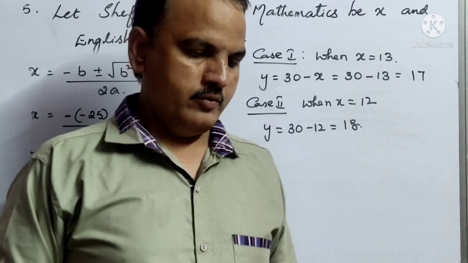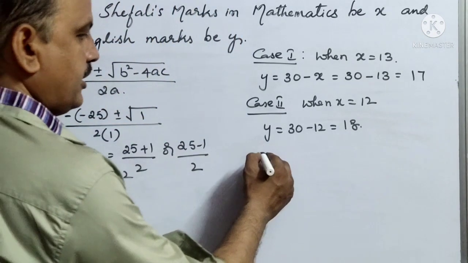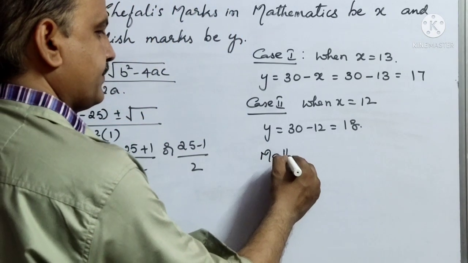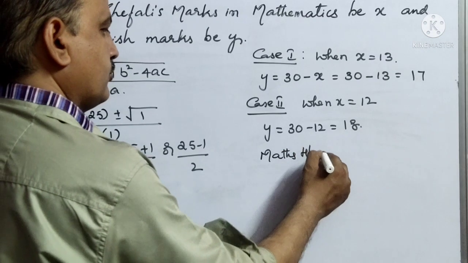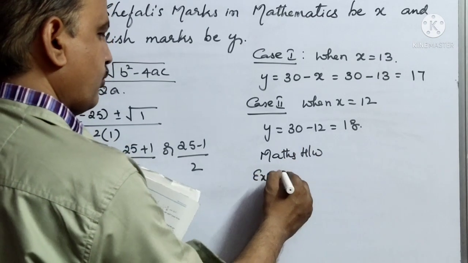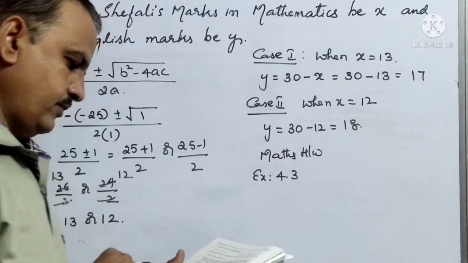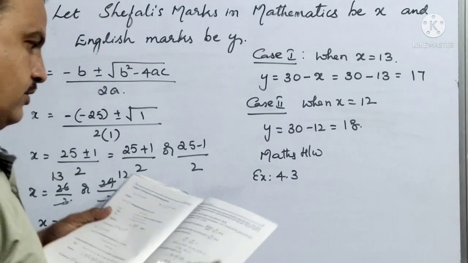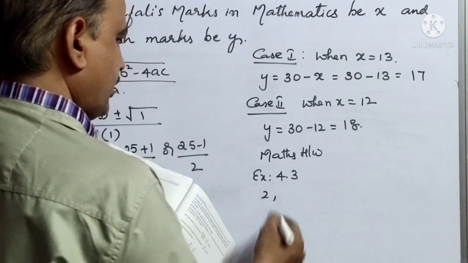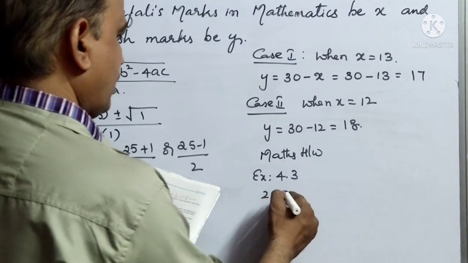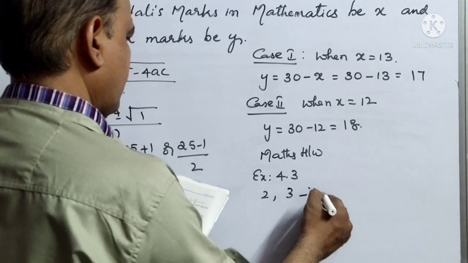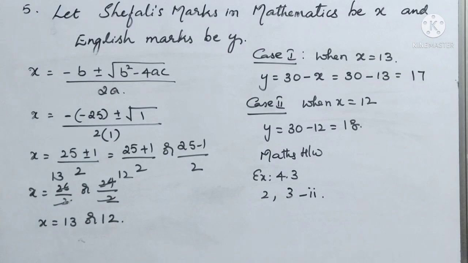Okay children, write here, maths homework: exercise 4.3, second question and third Roman second question. This is your homework.